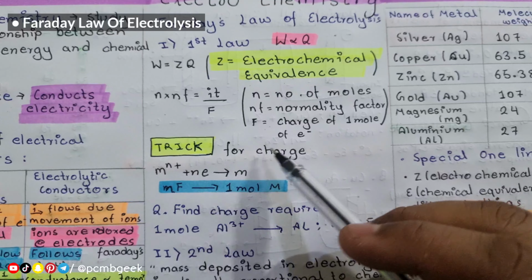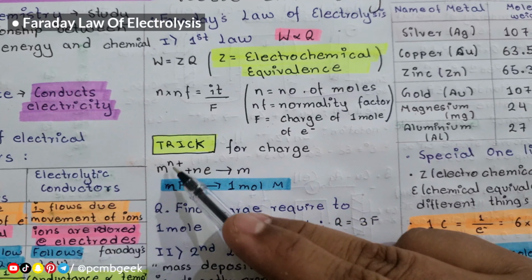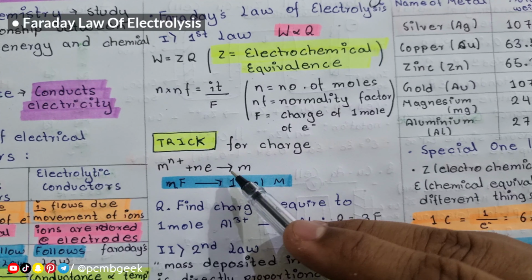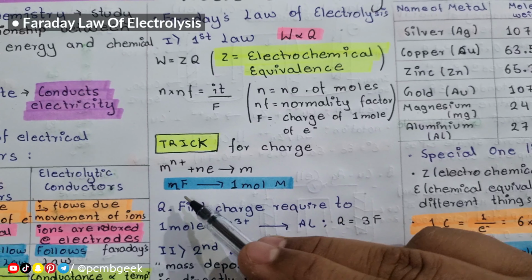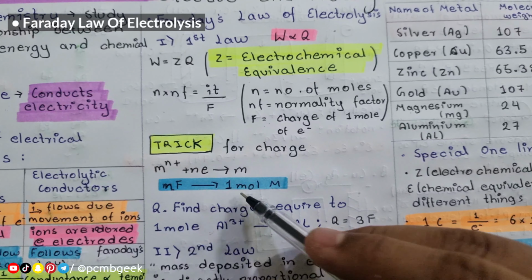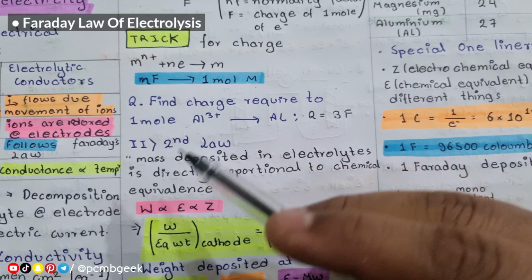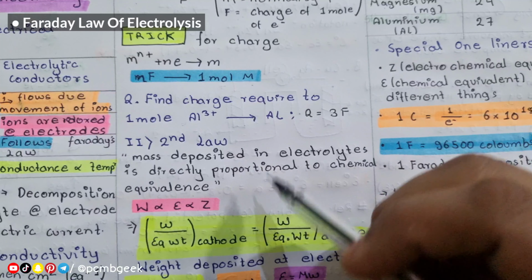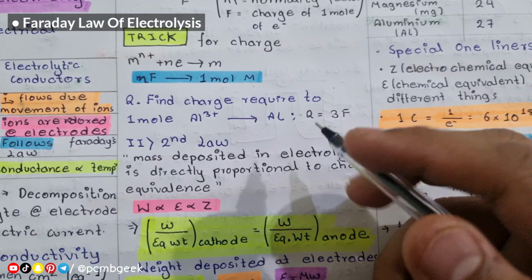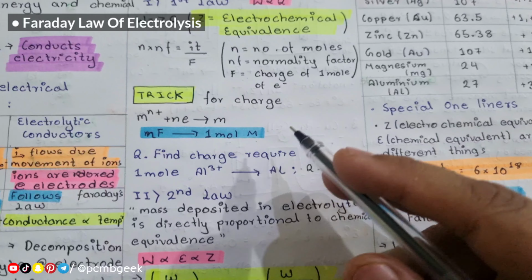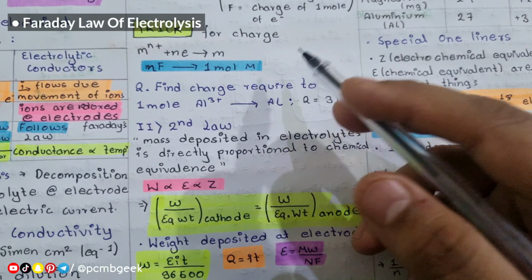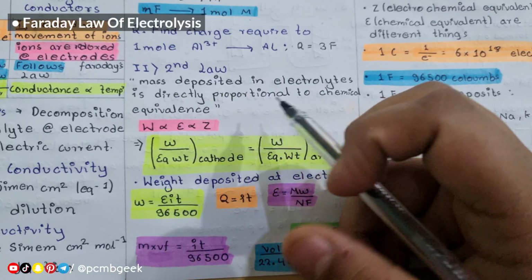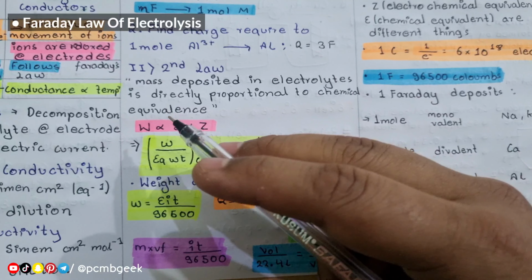Now, for any redox reaction, if M n plus ion gains n electrons and reduces to M, then n Faradays is required for 1 mole of M. The charge required to reduce 1 mole of aluminium 3 plus ion to aluminium in solid state is 3 Faradays, where 1 Faraday equals 96,500 coulombs.